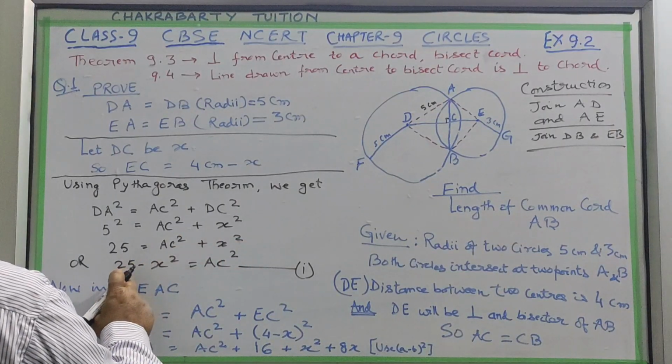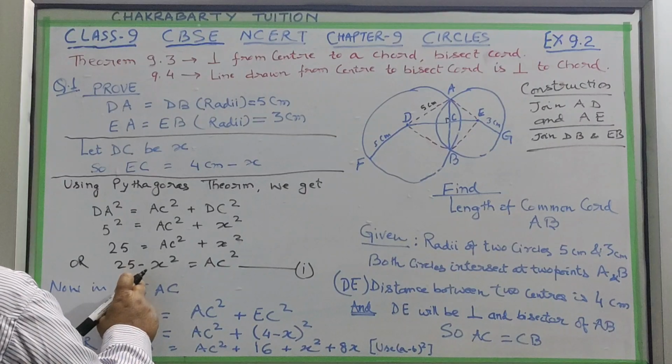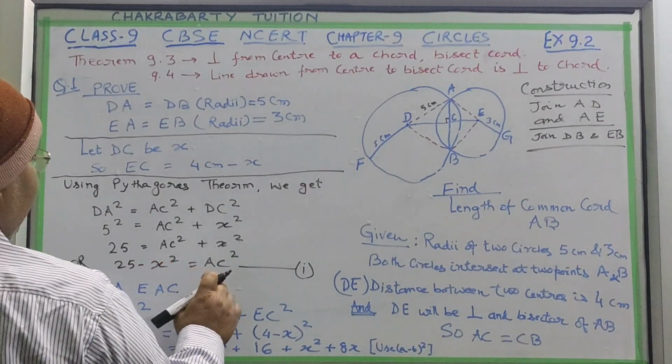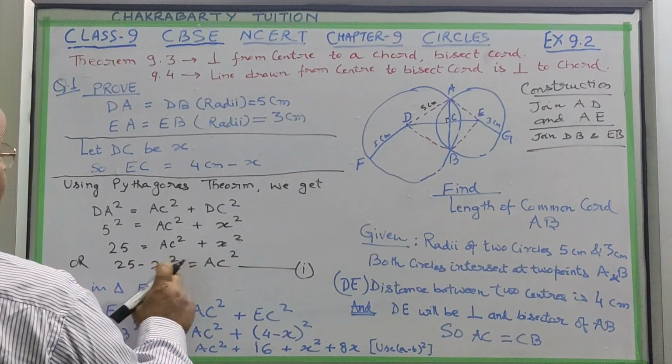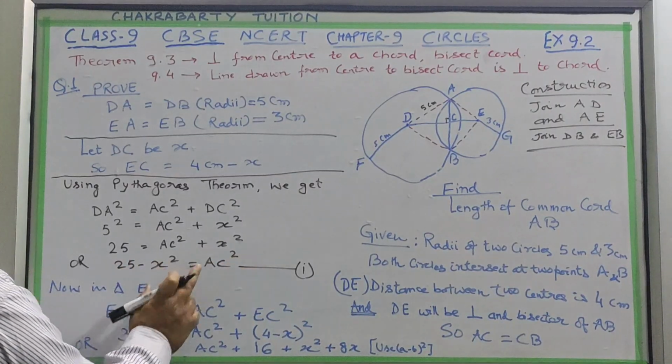Now we are solving. 25 minus this side, transposing it to this side. LHS we are transposing it. So AC square will be equal to this much.